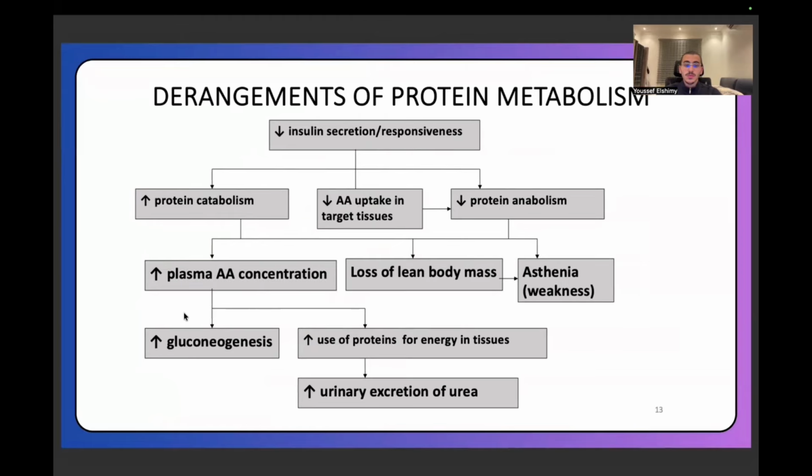The body would use this increased plasma amino acid concentration to increase glucose by gluconeogenesis, and also there would be increased use of proteins for energy in tissues, and the tissues would use the urea cycle, and this would lead to increased urinary excretion of urea. Because there's more catabolic effects, there would be loss of lean body mass. You're going to lose muscles and proteins, and this would also lead to asthenia, or weakness in the body.